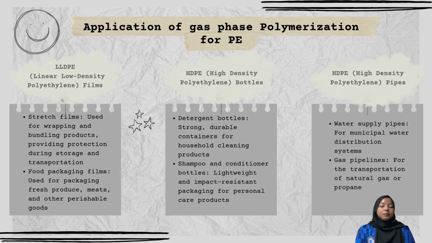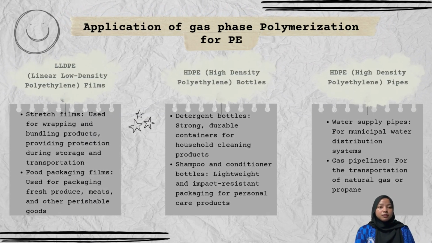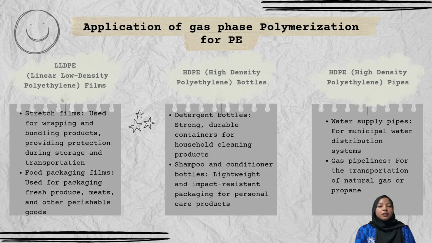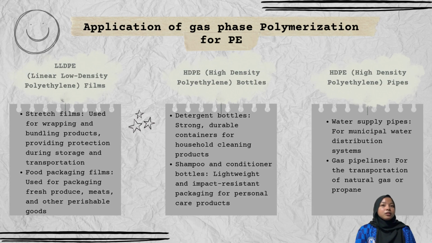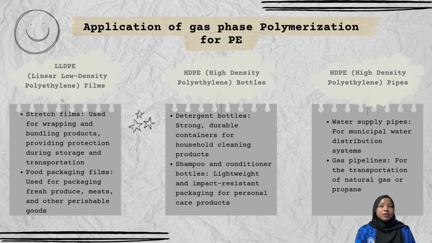Examples of products and applications of gas phase polymerization for polyethylene. First, we start with linear low density polyethylene films. The product is stretch film. It is used for wrapping and bundling products, providing protection during storage and transportation. Other than that, we have food packaging films. It is used for packaging fresh produce, meat, and other perishable goods.